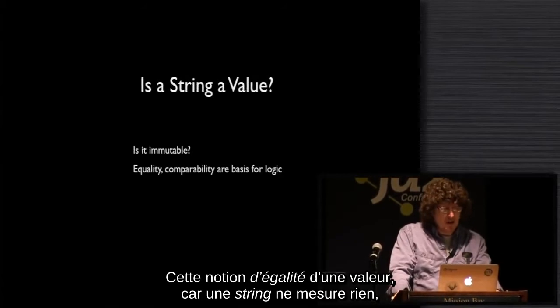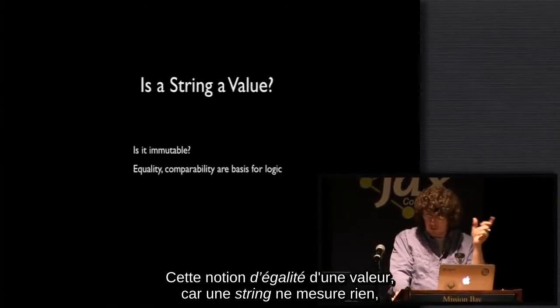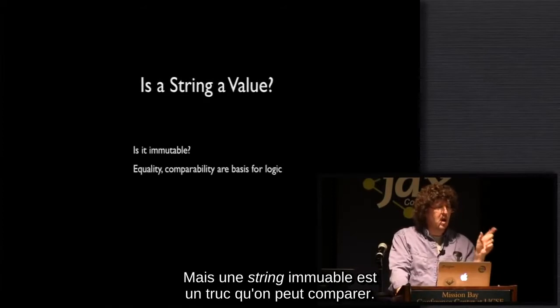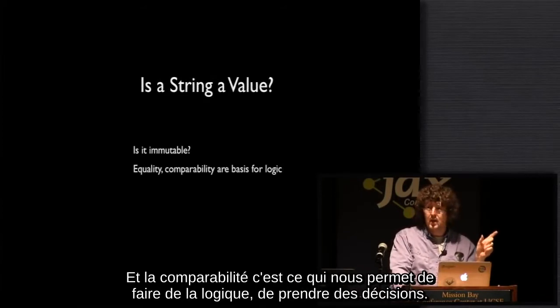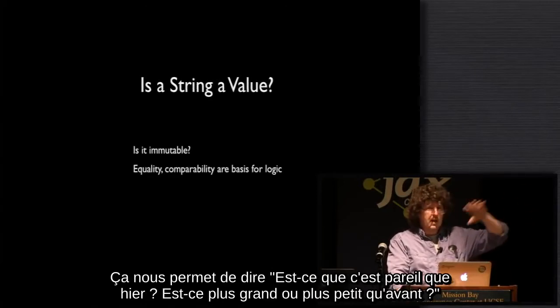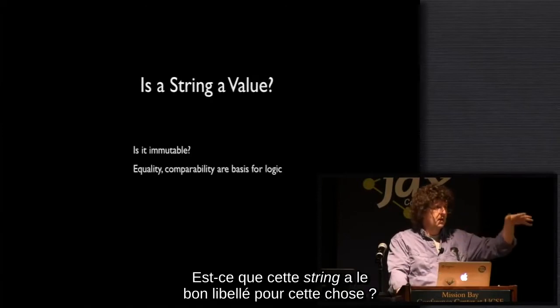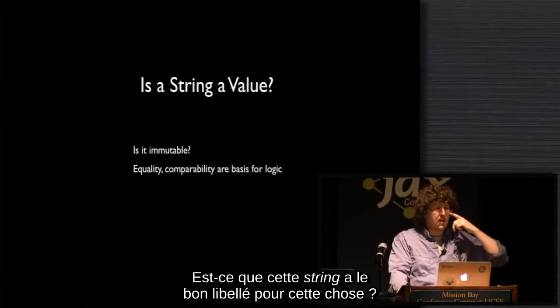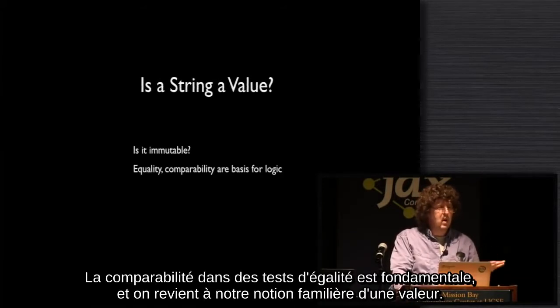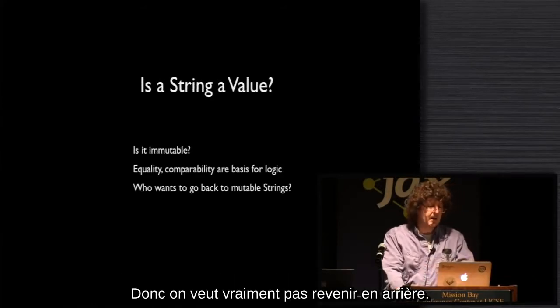And it ends up that this equality notion of value, because right now, a string doesn't measure something. It's not a magnitude or an amount. It doesn't correspond to that definition of value. But it ends up that an immutable string is a comparable thing. And comparability is where we derive our ability to do logic and to make decisions. Until we can say, is this the same as it was yesterday? Is it greater or less than what it was? Does the string label this thing correctly, according to my understanding of it? Or anything else we do with information. That comparability and equality test is sort of at the bottom, and that goes back to that other notion of value. So we really do not want to go back.